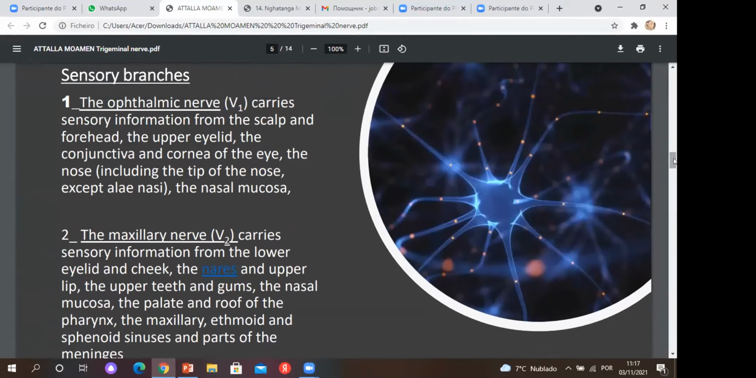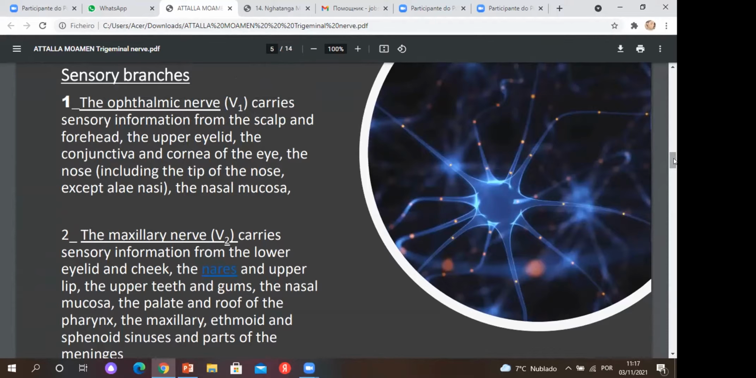We also have the sensory branches. First one, the ophthalmic nerve. This nerve carries the sensory information from the scalp, the forehead, the upper eyelid, the conjunctiva, and the cornea of the eye. The nose, including the tip of the nose, the ala nasi, and the nasal mucosa.